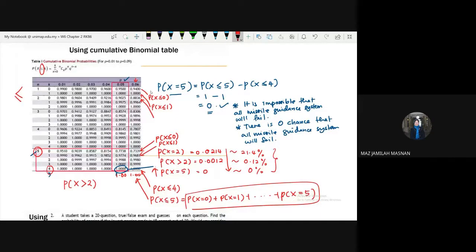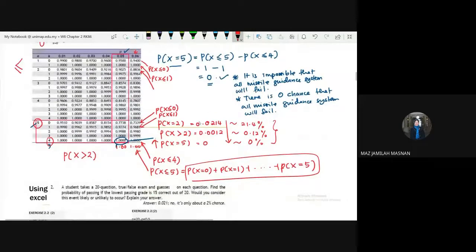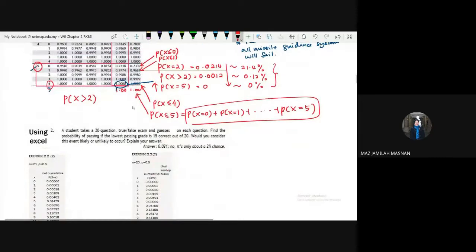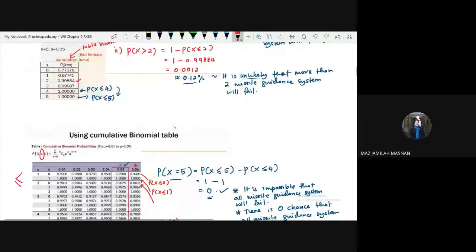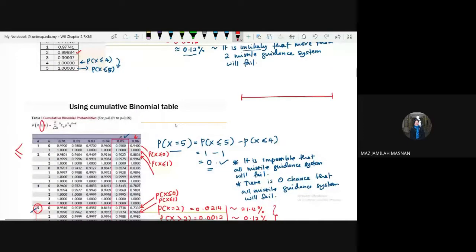Now, if we are talking about question number 2, we are talking about the probability of X greater than 2. How many trials do you have? You have 5 trials. So let's say I put somewhere here, from 0 successes until 5 successes. Now, we are talking about 0, 1, 2, 3, 4, 5. Now we are talking about more than 2.